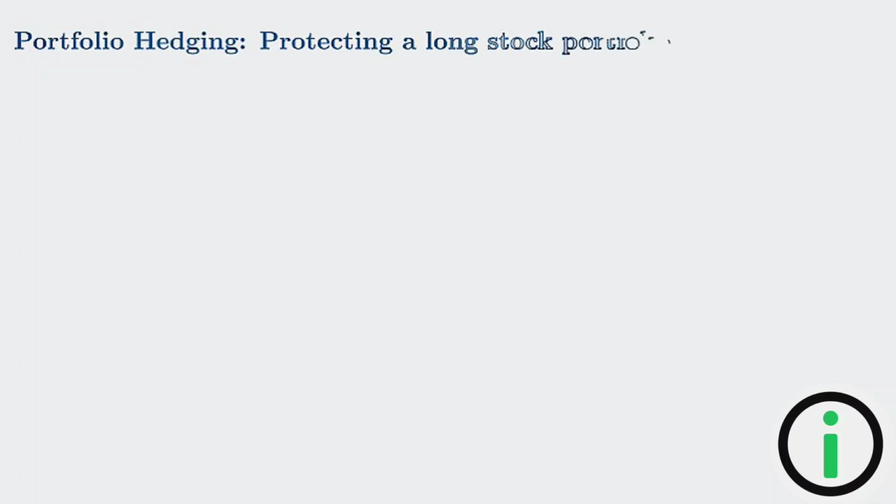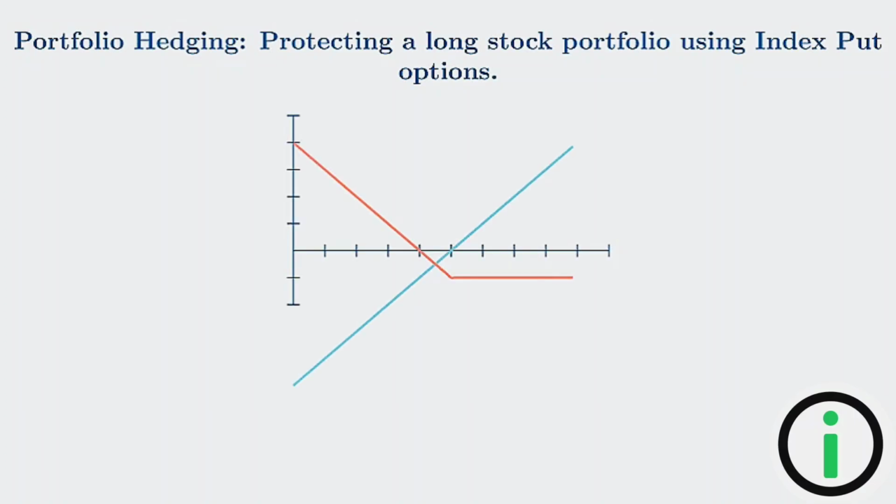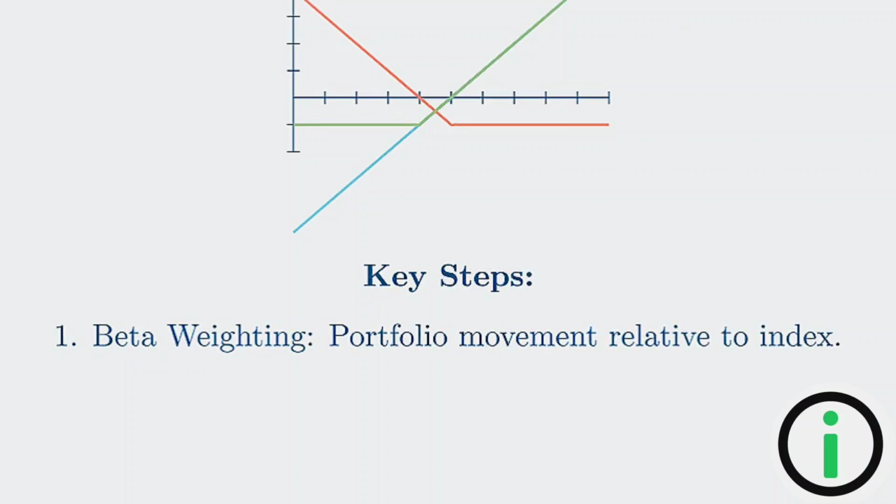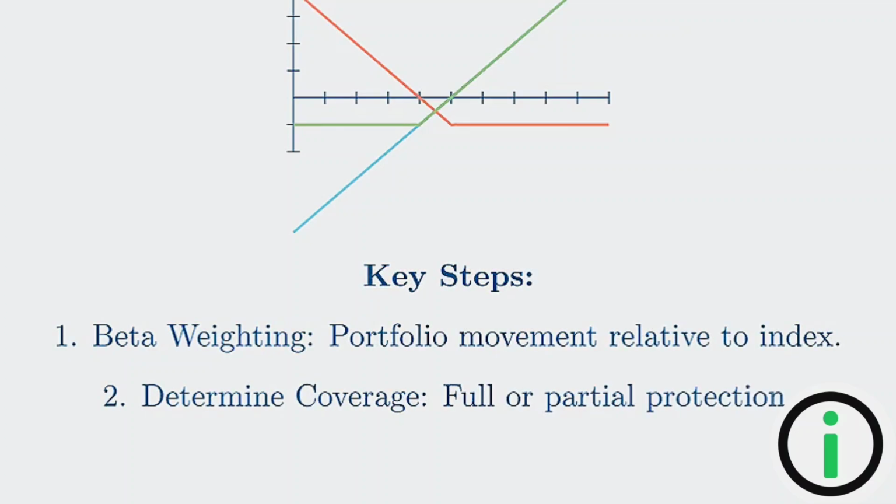Finally, let's talk about a strategy that every long-term investor should know: portfolio hedging. If you own a basket of stocks, you are vulnerable to a market-wide crash. Instead of selling all your stocks, you can use index puts to protect them. Think of this as an insurance policy. By purchasing put options on a major index like the S&P 500 or the Nifty 50, you create a floor for your portfolio. First, calculate your beta weighting. Then, determine your coverage. Finally, select an expiry, usually 3 to 6 months out.